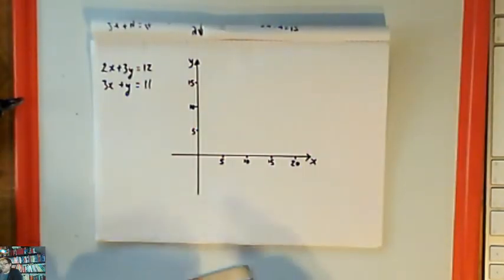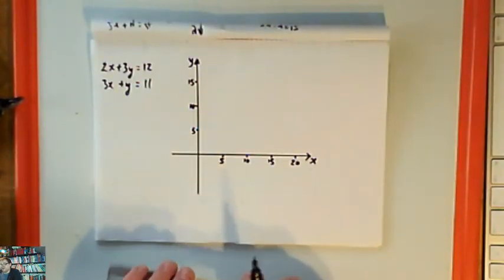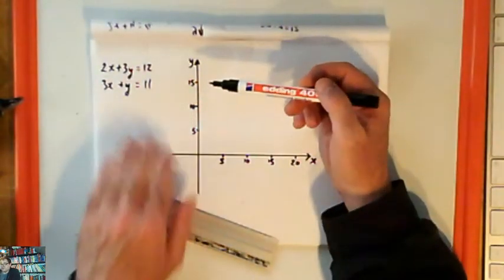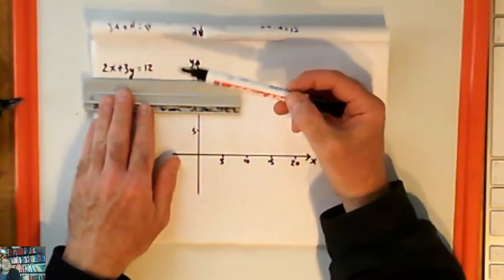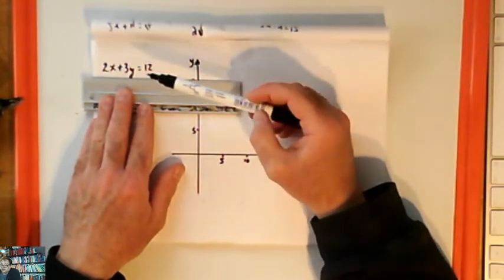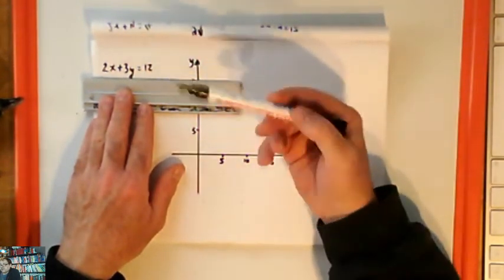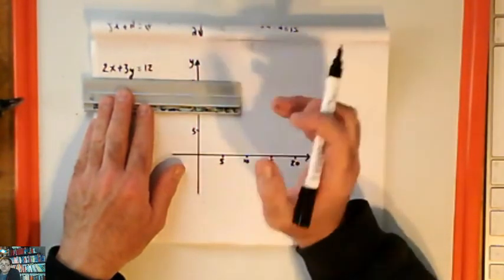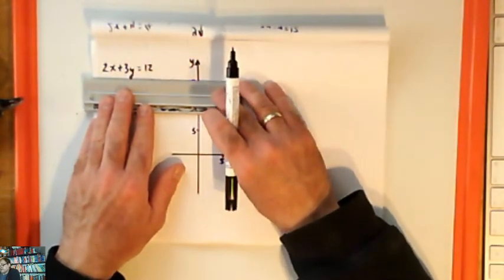Okay, so we want to do this by drawing the lines that represent the two equations. So I'm going to look at the first equation first. 2x plus 3y equals 12. So I can draw the line of that, and it's important that you watch the first video of question 1 of this to get the background to this.